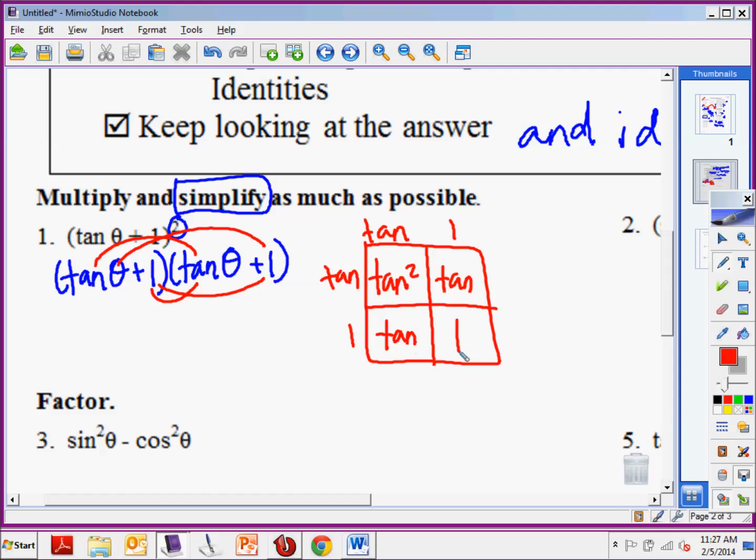And now you combine like terms, and the only like terms are? And how many of them are there? 2. So my answer is tan squared theta plus 2 tan plus 1. Okay, so you either can FOIL to get this or you can box to get this. You're going to get the same result. We agree?